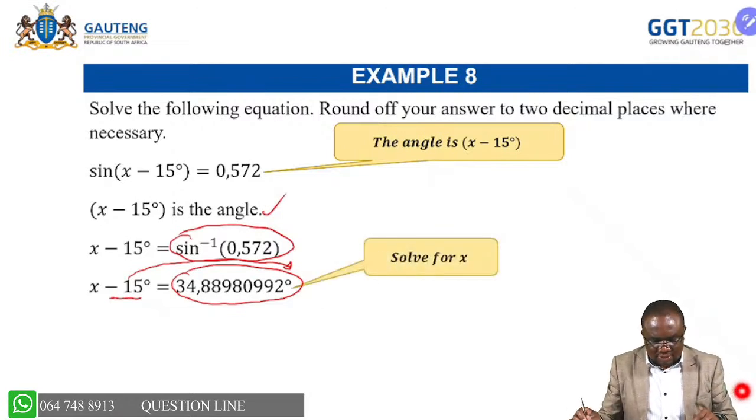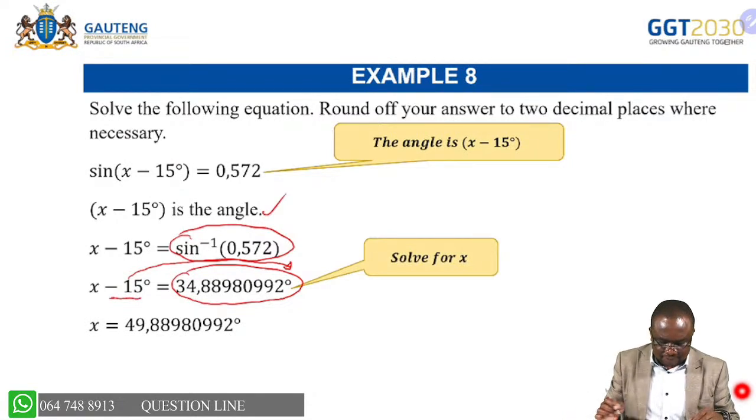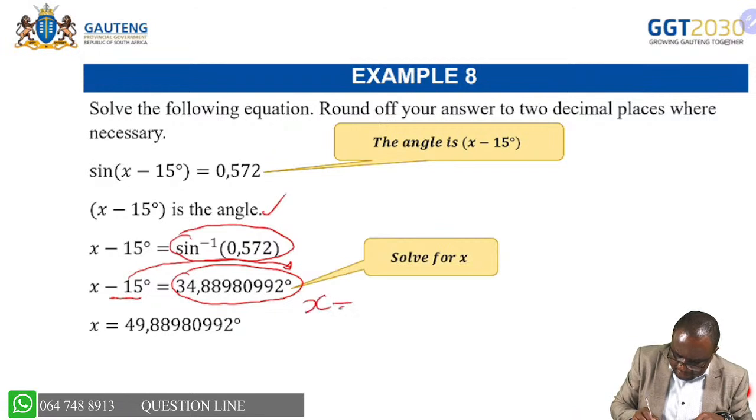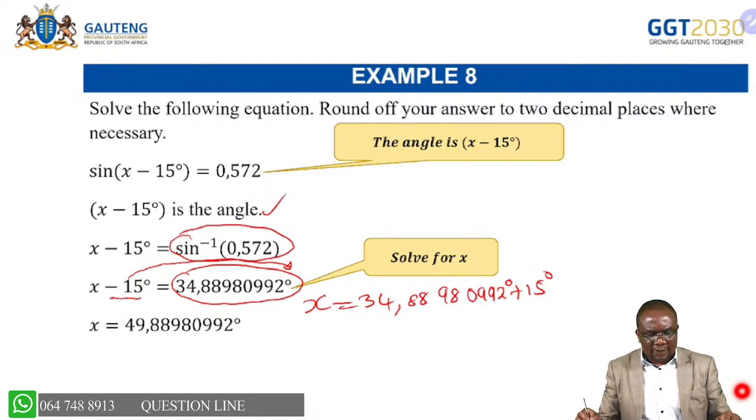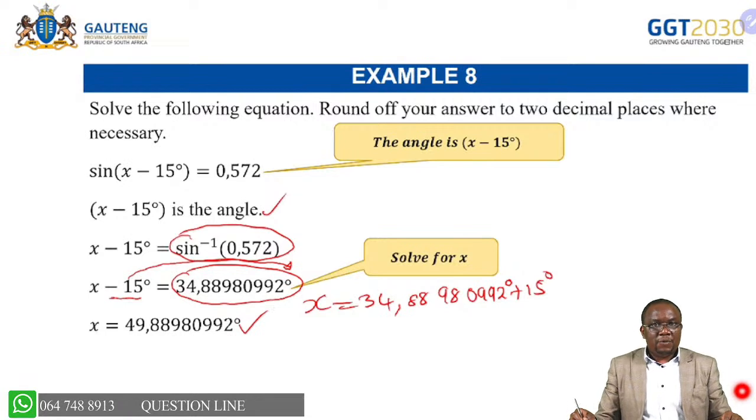Then x is equal to 34.88980992 degrees plus 15 degrees, because we transpose the 15 to the right hand side, and then we're getting this, okay? Right. Now, before we go, I want us to try the last one.